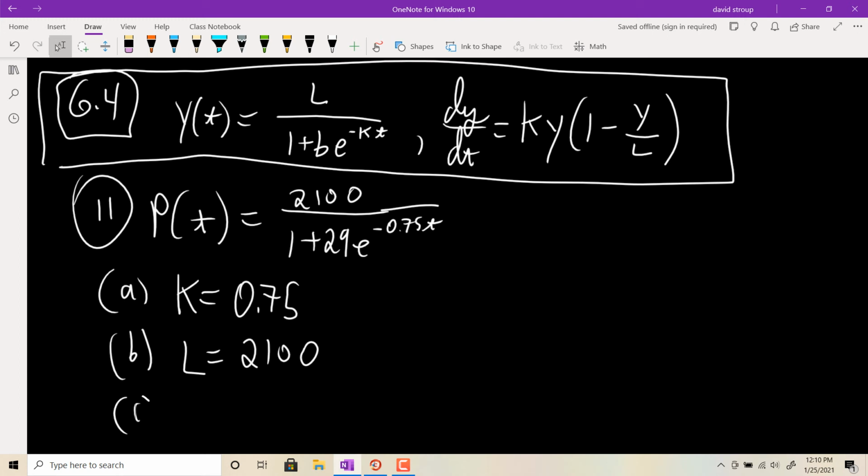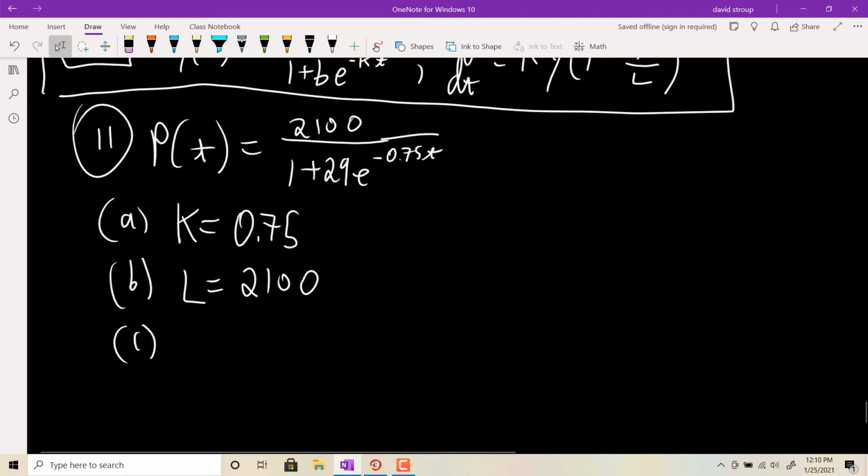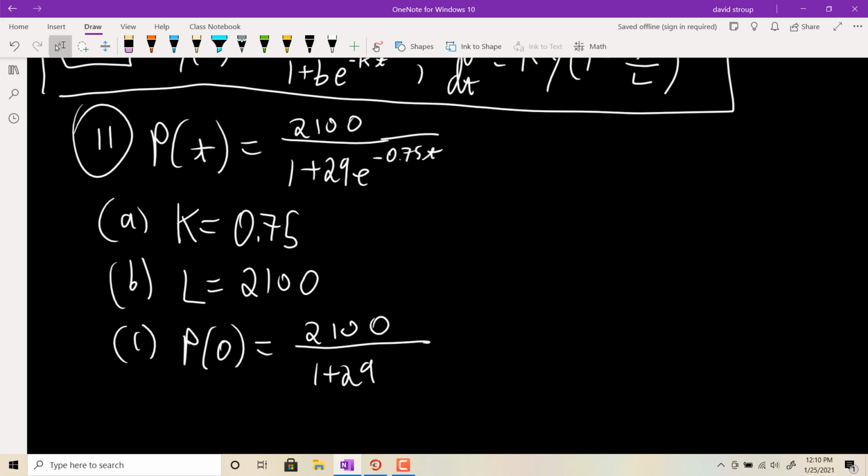They want to know what's the initial population. So that's just going to be P at time 0. So you put 0 in for t, and you get 1 plus 29 e to the 0, which is just 1. So 1 plus 29 times 1 is 1 plus 29. That will be 2100 over 30, which is 21 over 3, which is 7.